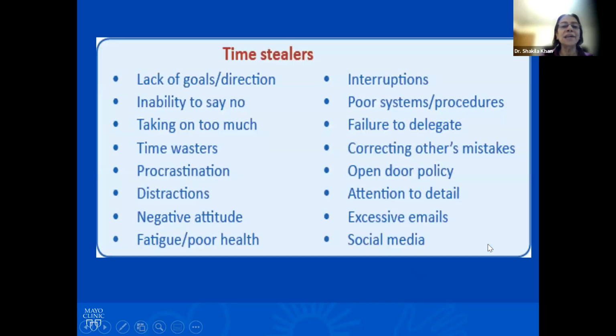So what are the time stealers? Lack of direction, inability to say no. Sometimes you just can't say no and you take on too much. There are a lot of time wasters, especially your phones and emails and all that. Procrastination, distractions, negative attitude, interruptions while you're working, poor systems and procedures, failure to delegate, correcting others' mistakes.